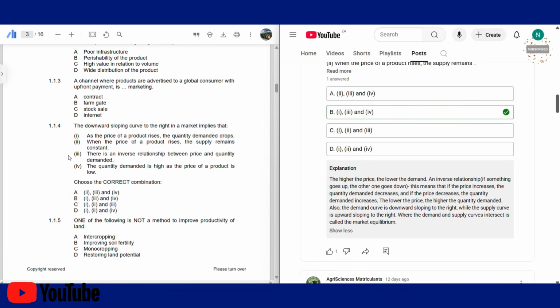Roman figure 3, there is an inverse relationship between the price and the quantity demanded. That's what I explained here. I talked about the inverse relationship. The quantity demanded is high as the price of the product is low, and I talked about it. So everything is covered here.